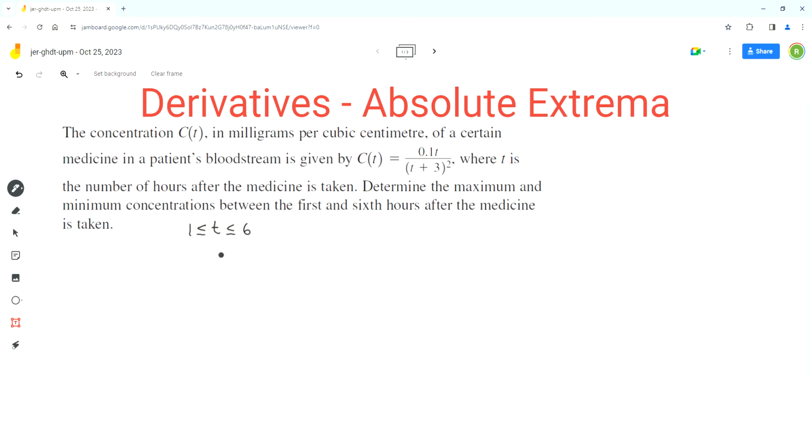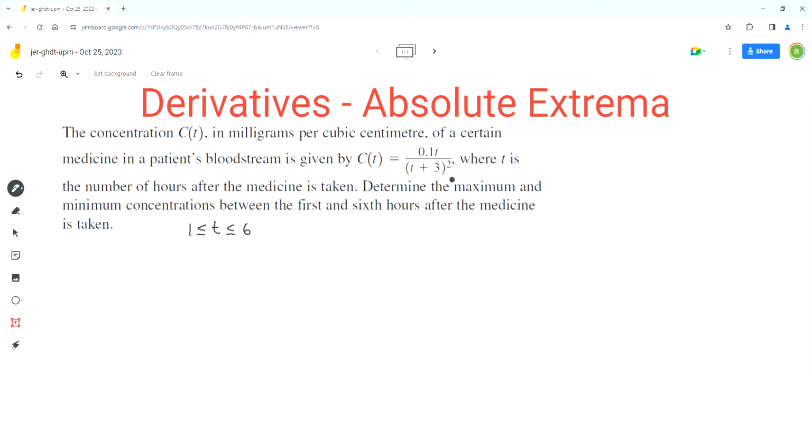So this is the interval in which we have to analyze the t values to determine the maximum and minimum concentration. Now, for maximum and minimum concentrations, we have to find the t values at which the tangent is horizontal, because those points represent the peaks and the valleys in the graph of the function. So we'll start by finding the derivative of this concentration function.